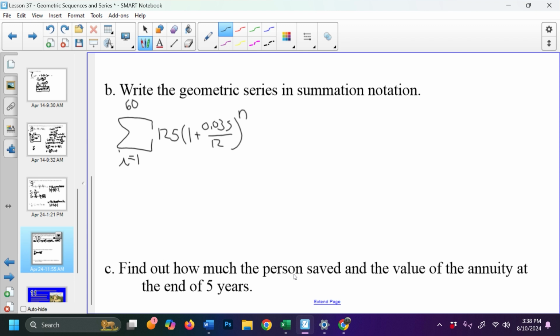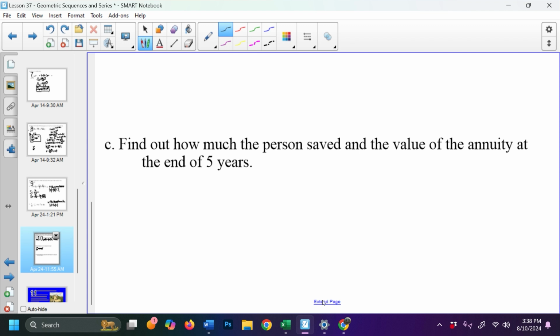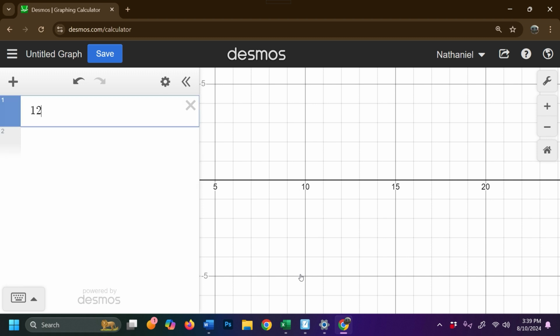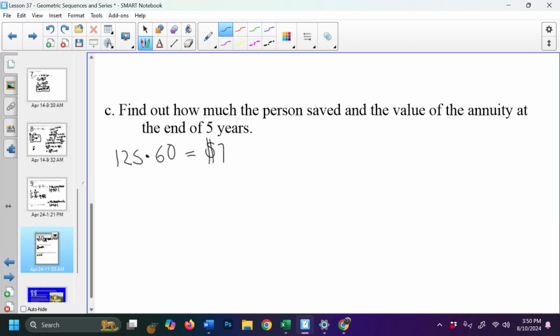Find out how much the person will have saved and the value of the annuity at the end of 5 years. Well, finding out how much the person has saved, that's pretty easy. That is just going to be 125 times 60, because you will put 60 $125 payments into the account, and we can do that in Desmos real quick by going 125 times 60, and you will have saved $7,500. $7,500, that's our part A.